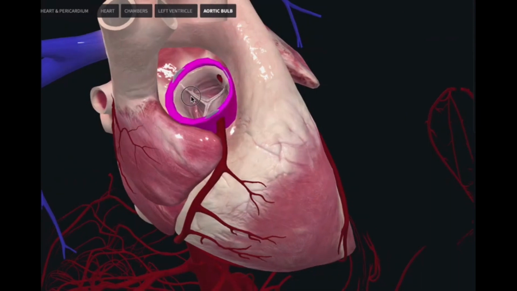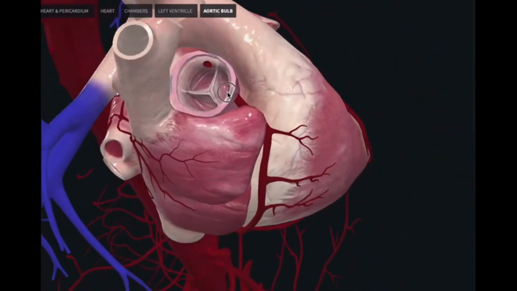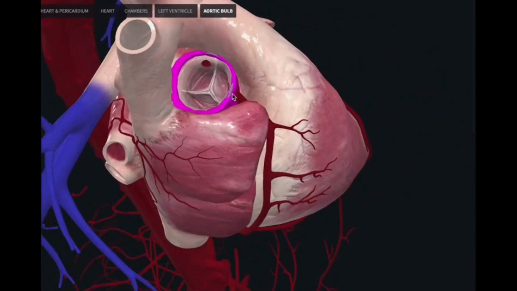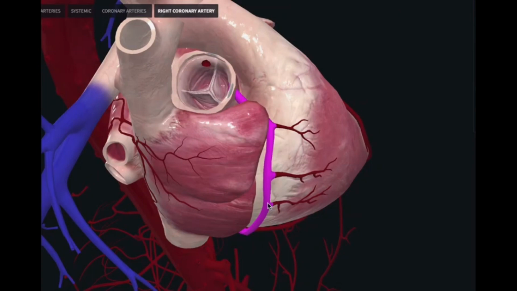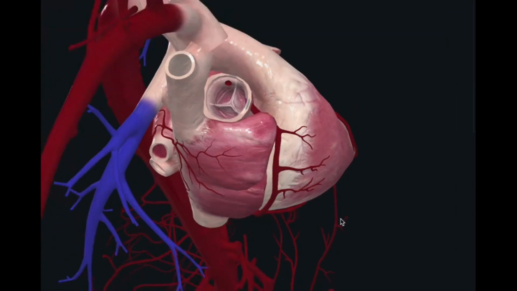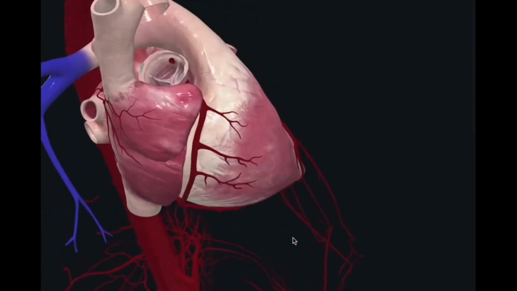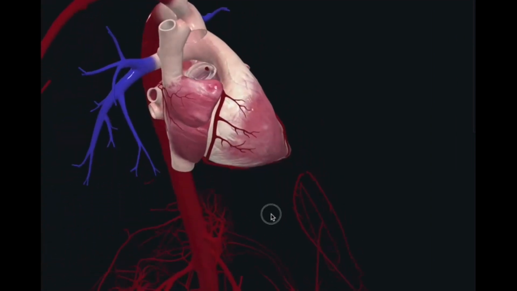So you can see from here the ascending aorta, or the aortic bulb, gives off two branches, and these two branches you can clearly see, one goes in that direction and one in this direction. And what's highlighted here coming off this direction is the right coronary artery. Now we're going to be focusing on the right coronary artery for now. So let's just zoom back out, bring the model back in to make it clearer to understand.